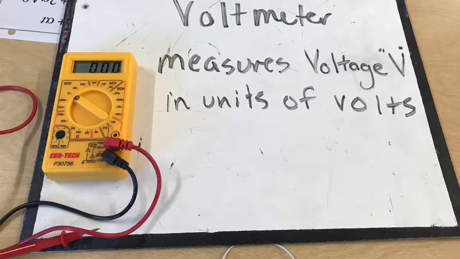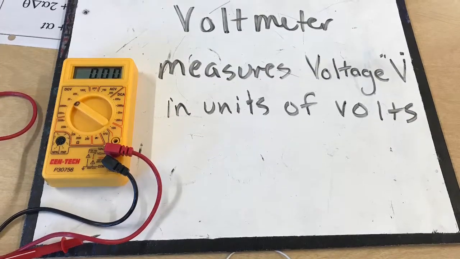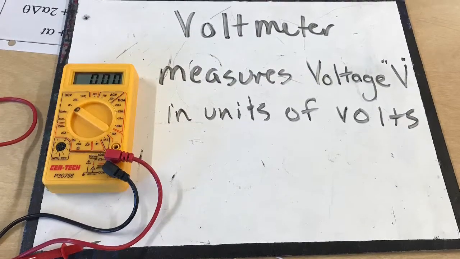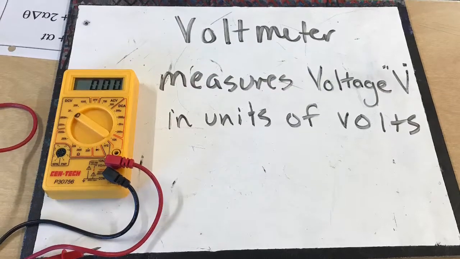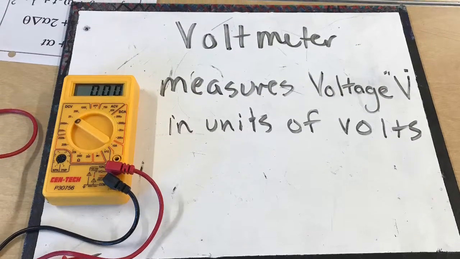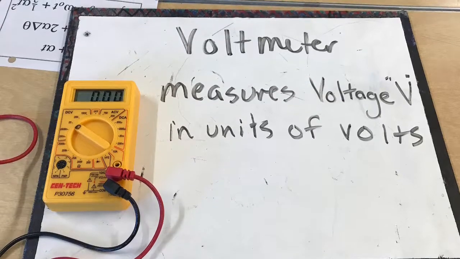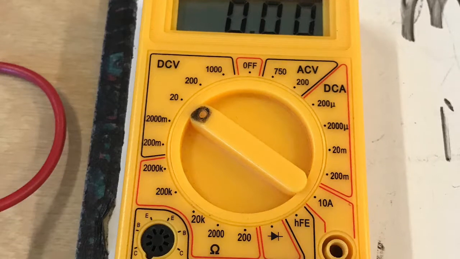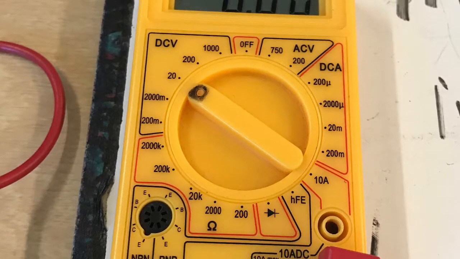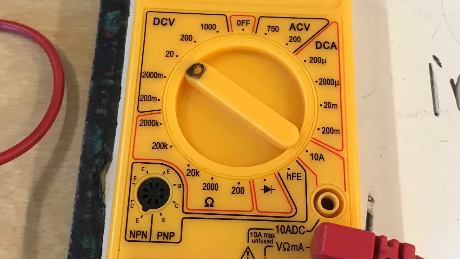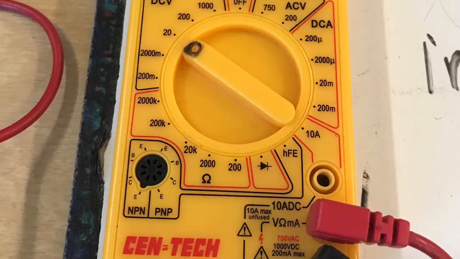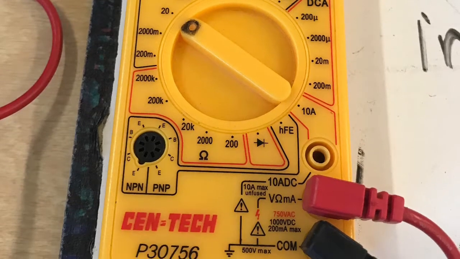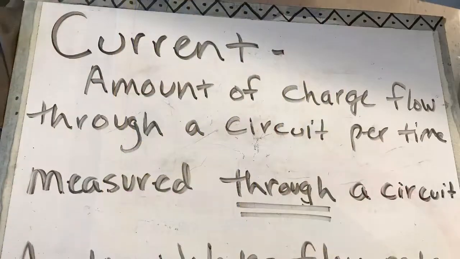We'll measure it using a voltmeter, and a voltmeter's job, again, we want you to have that definition down. It measures voltage, V, in units of volts. And we'll zoom in so you can see the setting that you'll need to place a voltmeter in to get voltage. So you see where that dial is recorded. You can pause this and sketch that. It's pointed at that 20 DCV. That's how you'll get voltage values.